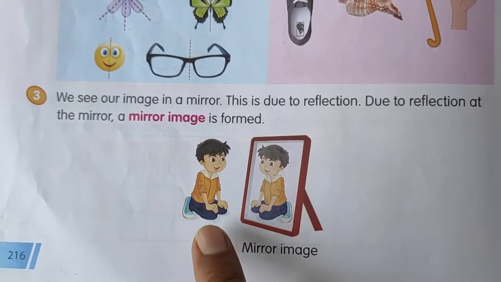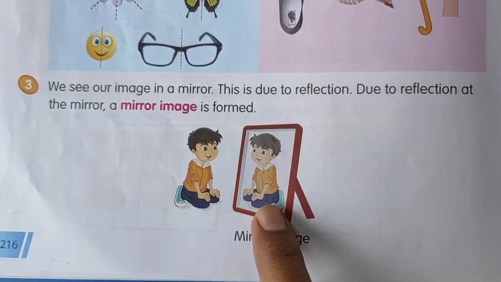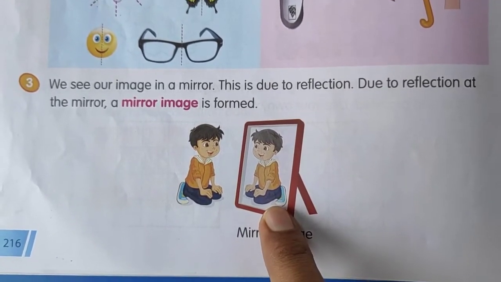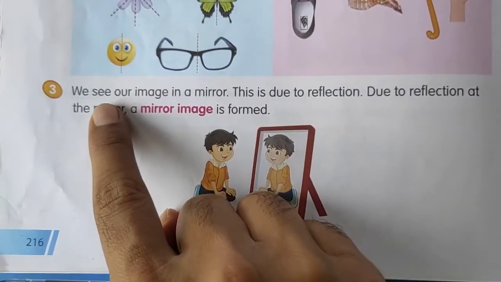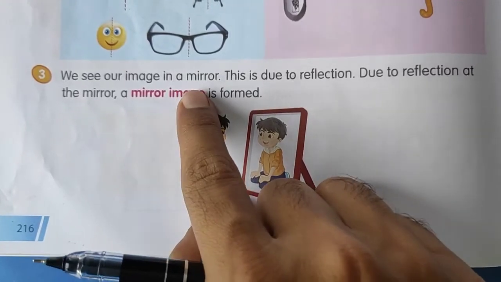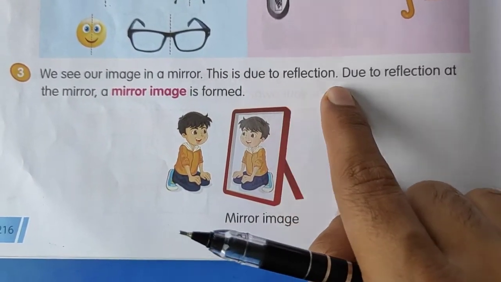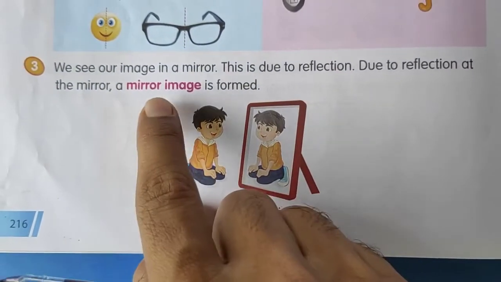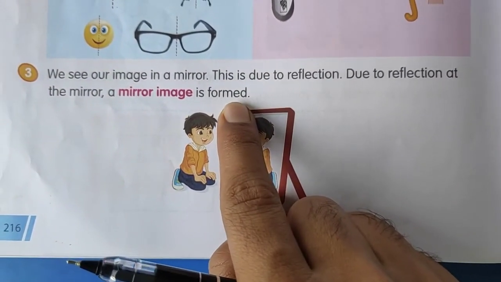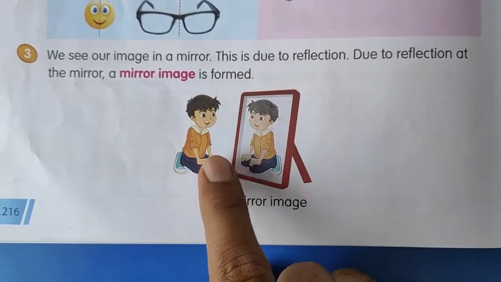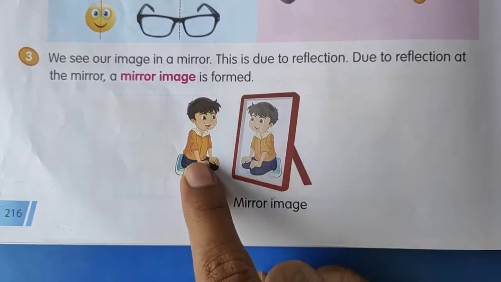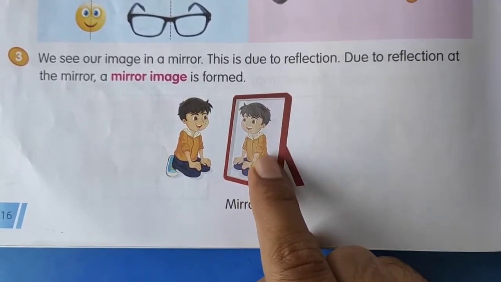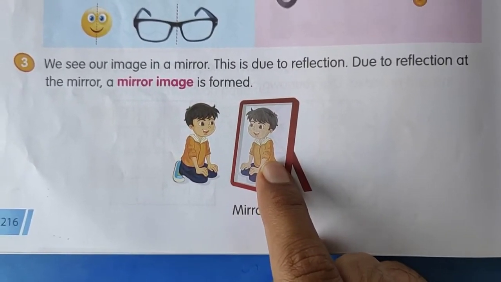Here also one example is given. See, one boy is sitting here in front of a mirror. Here is the actual boy, here is the mirror image. So what is the concept? We see our image in the mirror. This is due to reflection. Due to reflection at the mirror, a mirror image is formed. So whenever we look in a mirror, we see the same object which is outside the mirror, and the image inside the mirror is the mirror image.